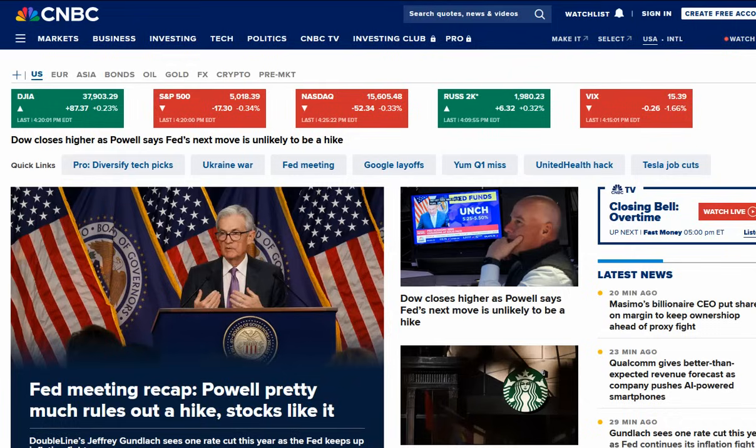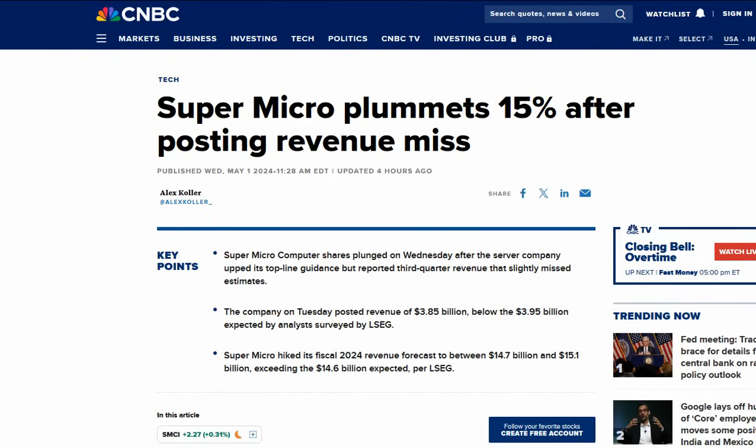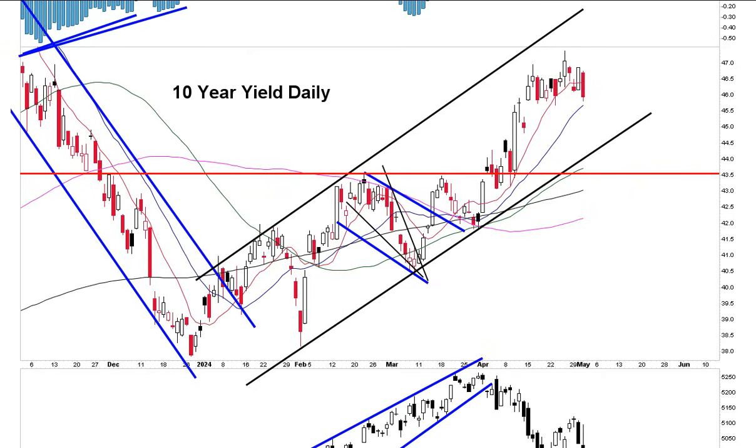And the VIX, let me just zoom out here. The VIX ended up down 1.66% to 15.39. Earlier we saw volatility with NASDAQ as Super Micro Computer plunged on a revenue miss, and we saw AMD and other semiconductors weighing on NASDAQ, and then we had the Fed announcement and Powell's press conference.